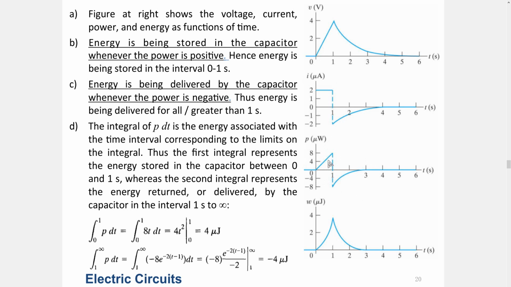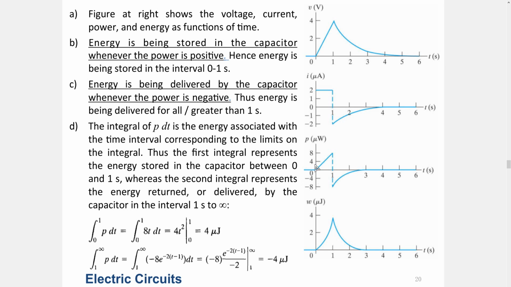When the power is positive, I'm storing energy in the electric field. And when the power is negative, I'm drawing current from it, so I'm taking the stored energy back from my capacitor. So during 0 to 1 seconds, I store the energy, and after 1 second, I draw the energy back.